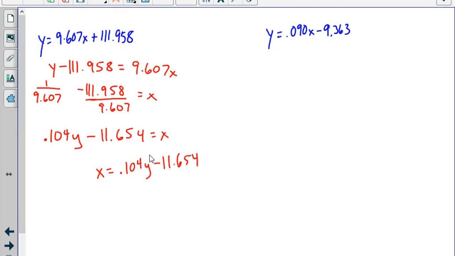Finally, you may have noticed that these 2 equations here are not exactly equivalent. If I solve for x, I end up getting this. So notice I did a lot of work here, and I got x equals 0.104y minus 11.654. That was not equivalent to this. It's kind of close, but not exactly the same.